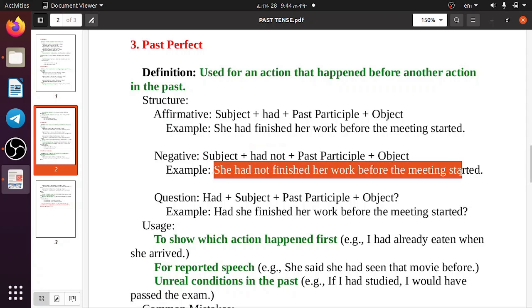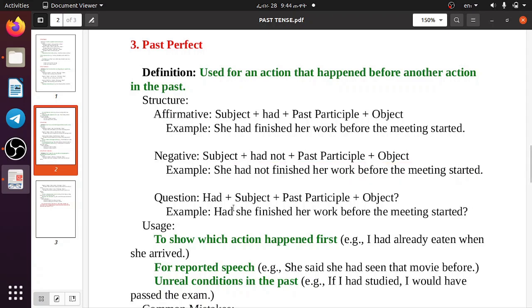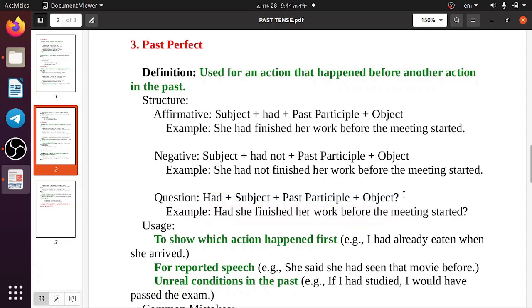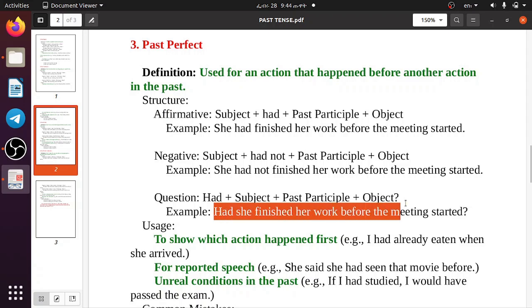In question form, had comes first. Had plus subject plus past participle plus object. For example, had she finished her work before the meeting started? This is the question form of past perfect tense.